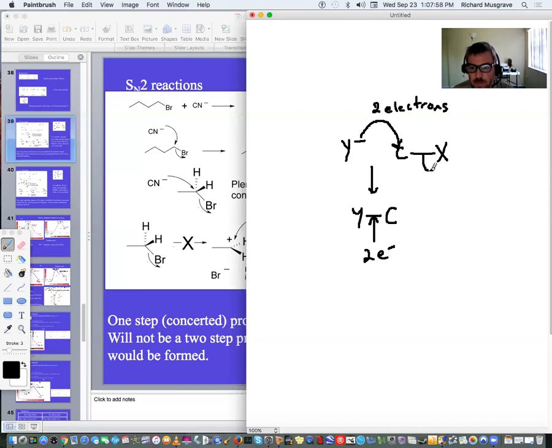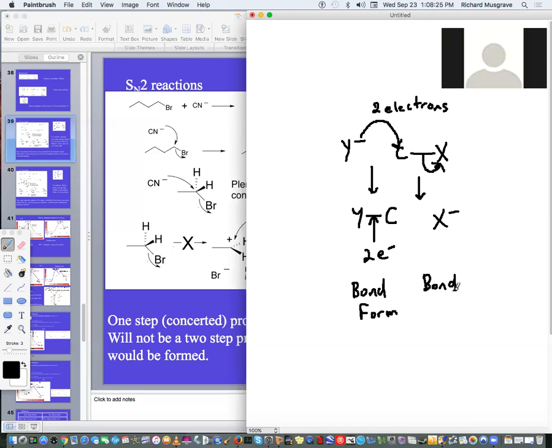Now, at the same time, the electrons in this bond are leaving that bond, and that becomes X negative. So you can see that that was bond breaking. So this is bond forming. And this is bond breaking. So you need to break a bond in order to form a new one, correct? If it's happening at the same time, Sierra. Yeah, that's right. If you're forming one, the other one has to be breaking.